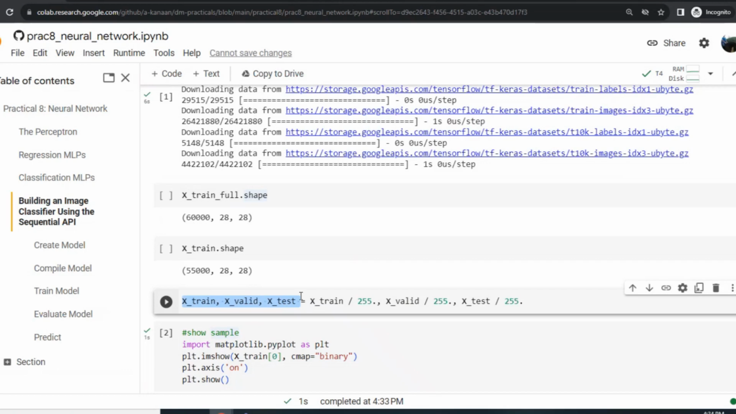Then we need to do normalization. We already said that a neural network is sensitive toward the input value range, right? This is why we divide all the training, validation and test data by 255. Why do we need to divide by 255? Why not 100, maybe 125 or 300, or why not 1000? Why is it 255?